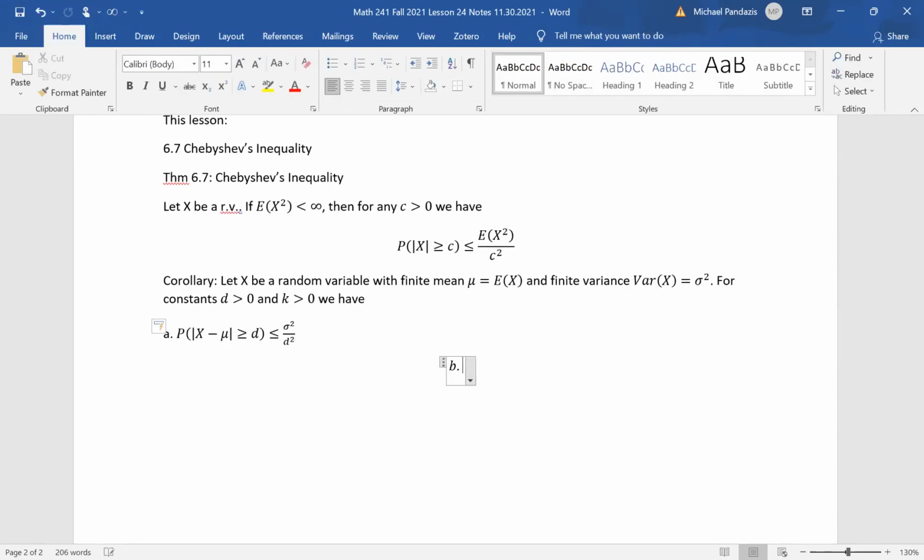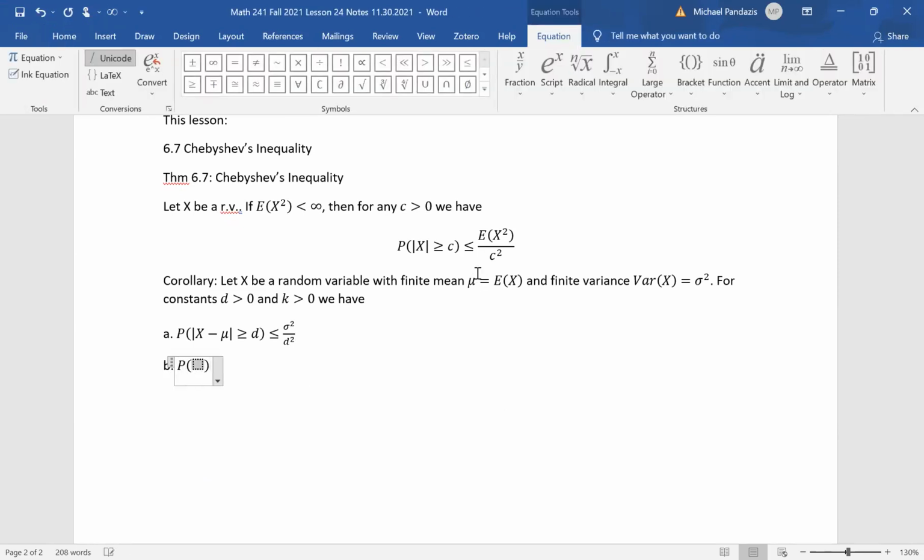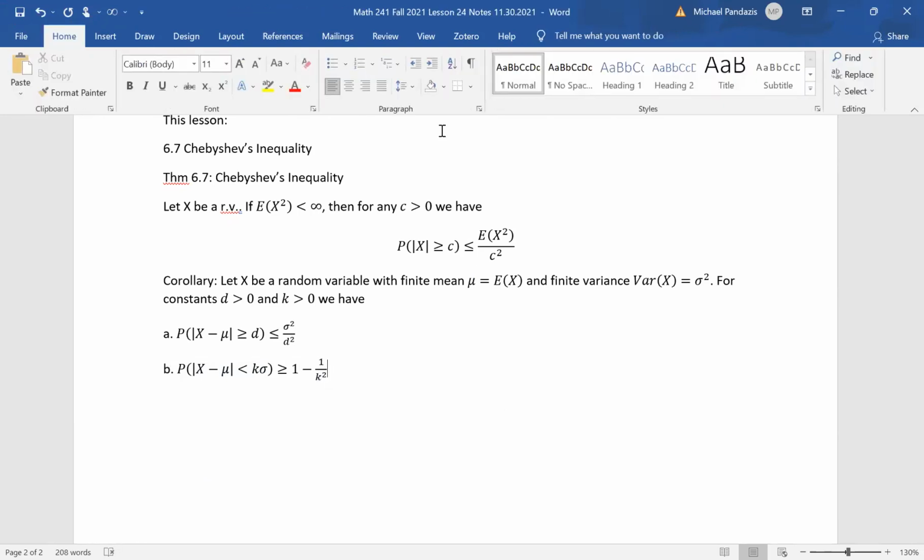And then part B says that the probability that the absolute value of X minus mu is strictly less than k sigma is greater than or equal to 1 minus 1 over k squared. Okay, so that's a corollary. These are probabilities of other inequalities as a corollary to Chebyshev's inequality. And this corollary is also known as Chebyshev's inequality.